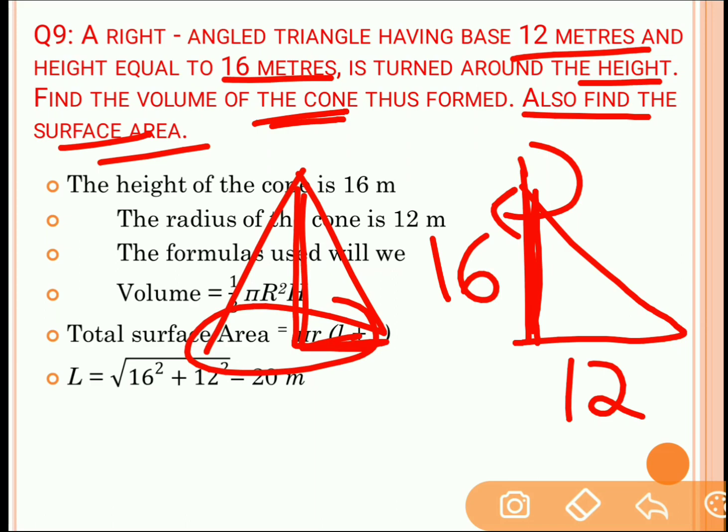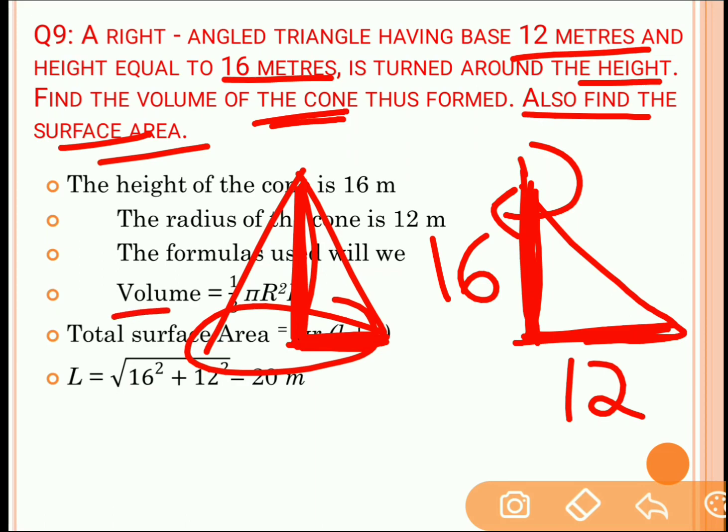Now volume of the cone is what? 1/3 πr²h. So in the cone, this base length will be equal to the radius of the cone. So radius of the cone is 12. Height of the cone will be equal to 16. So with 1/3 πr²h, we can find out the volume.